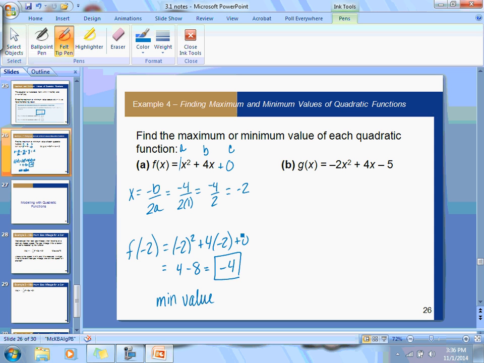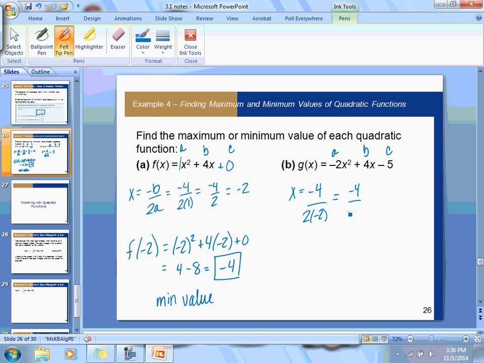Okay, so for part B, we're going to practice the same strategy again. This time, our a value is negative 2, so that should tell us that our parabola is opening down. So we're going to have a maximum value. Okay, b is going to be 4, c is going to be negative 5. So when we substitute into the negative b over 2a, that's going to be negative 4 over negative 4. So that's a value of 1.